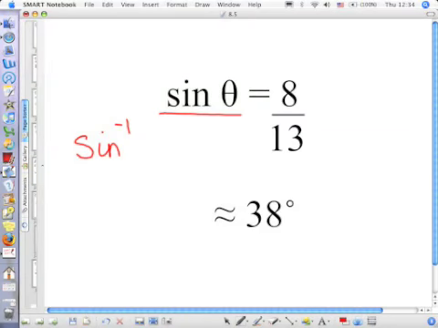You got to hit the information first. So you have to say 8 divided by 13 equals. And then hit second sine. Okay?